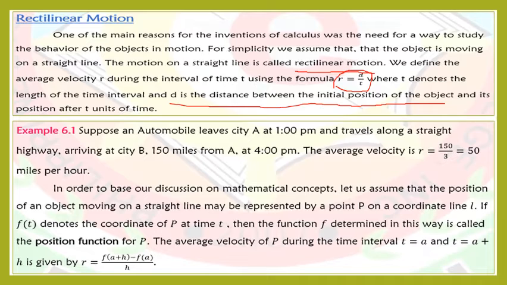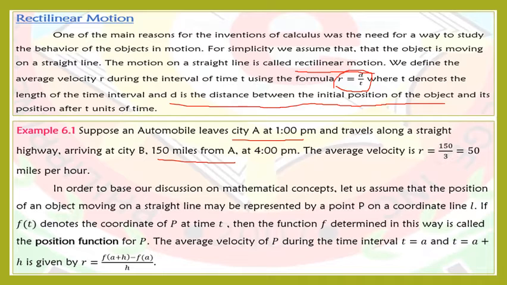Suppose an automobile leaves city A at 1 p.m. and travels along a straight highway arriving at city B 150 miles from A. So which means ang initial distance natin dito is equal to 0 kasi nag-start man siya at city A with a given time t or the initial time at 1 p.m. and then it travels along a straight highway arriving at another city or city B 150 miles. So ang final distance natin dito or yung distance niya after 4 p.m.